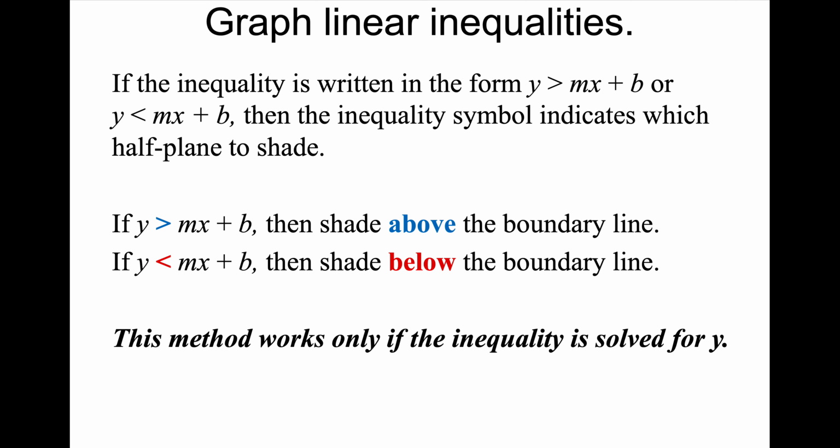If an inequality is written in the form of y equals, but instead of y equals we have less than or greater than, then I can do the same process by finding the y-intercept and another point. What we can do is have a shortcut. If y is greater than mx plus b, you would always shade above, and if y is less than, you would always shade below.